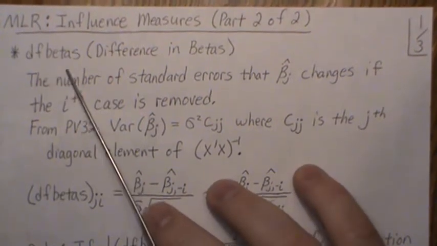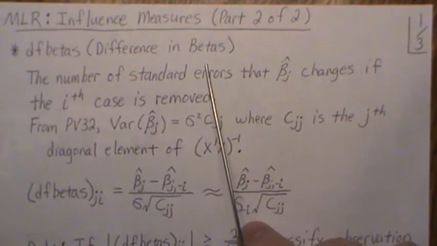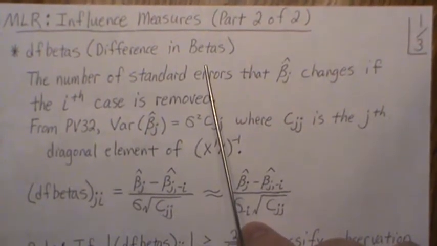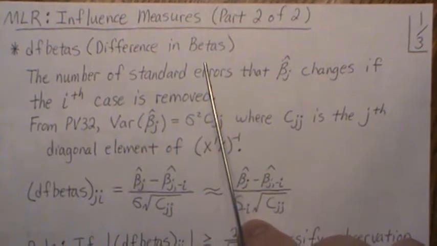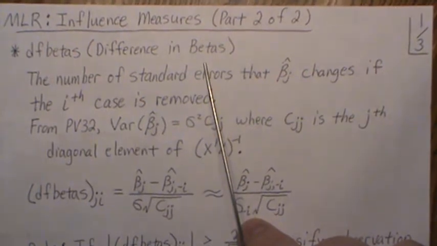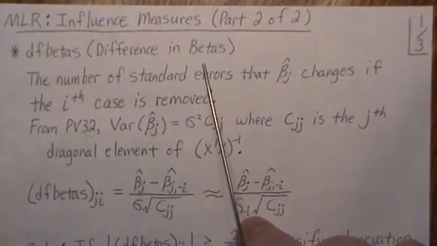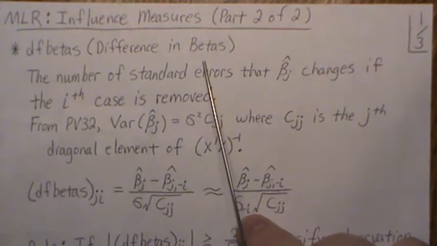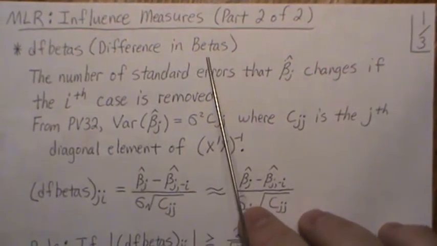The first one is dfbetas, which stands for the difference in the betas. You have a model and you fit a regression line to it. You'd think that if you just delete one observation and recalculate the model, it wouldn't change much. But if it does, then maybe something is wrong with that value, and we call that value an influential value. One way to see if the model changes is to look at the difference in the betas.